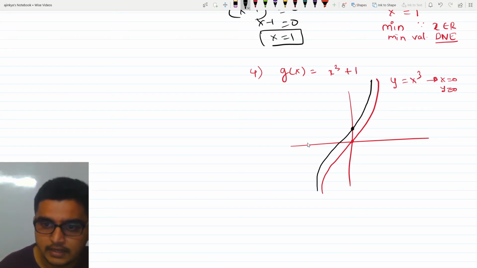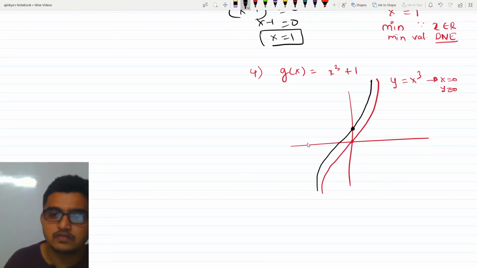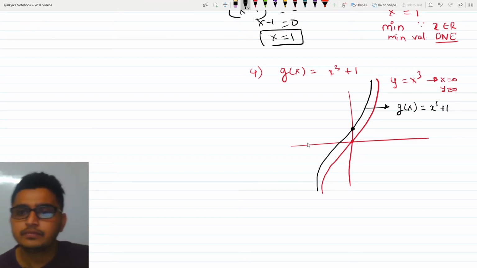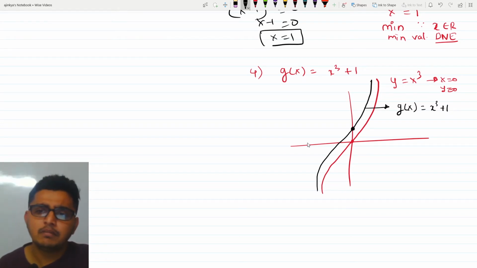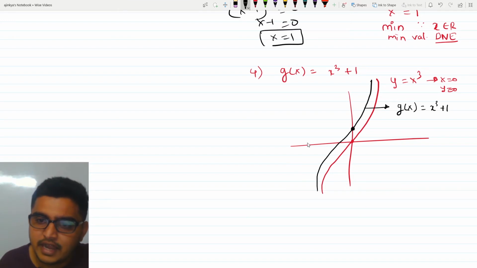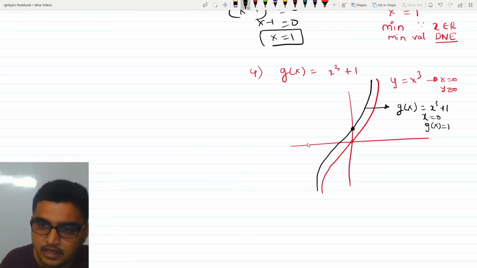So at x equals 0, this black function is going to be g of x, which is x cubed plus 1, right? Well, now if you can tell me, please understand that at x equals 0, what is the value of g of x going to be? g of x is going to be 1. So particularly at this point we have the turning point.